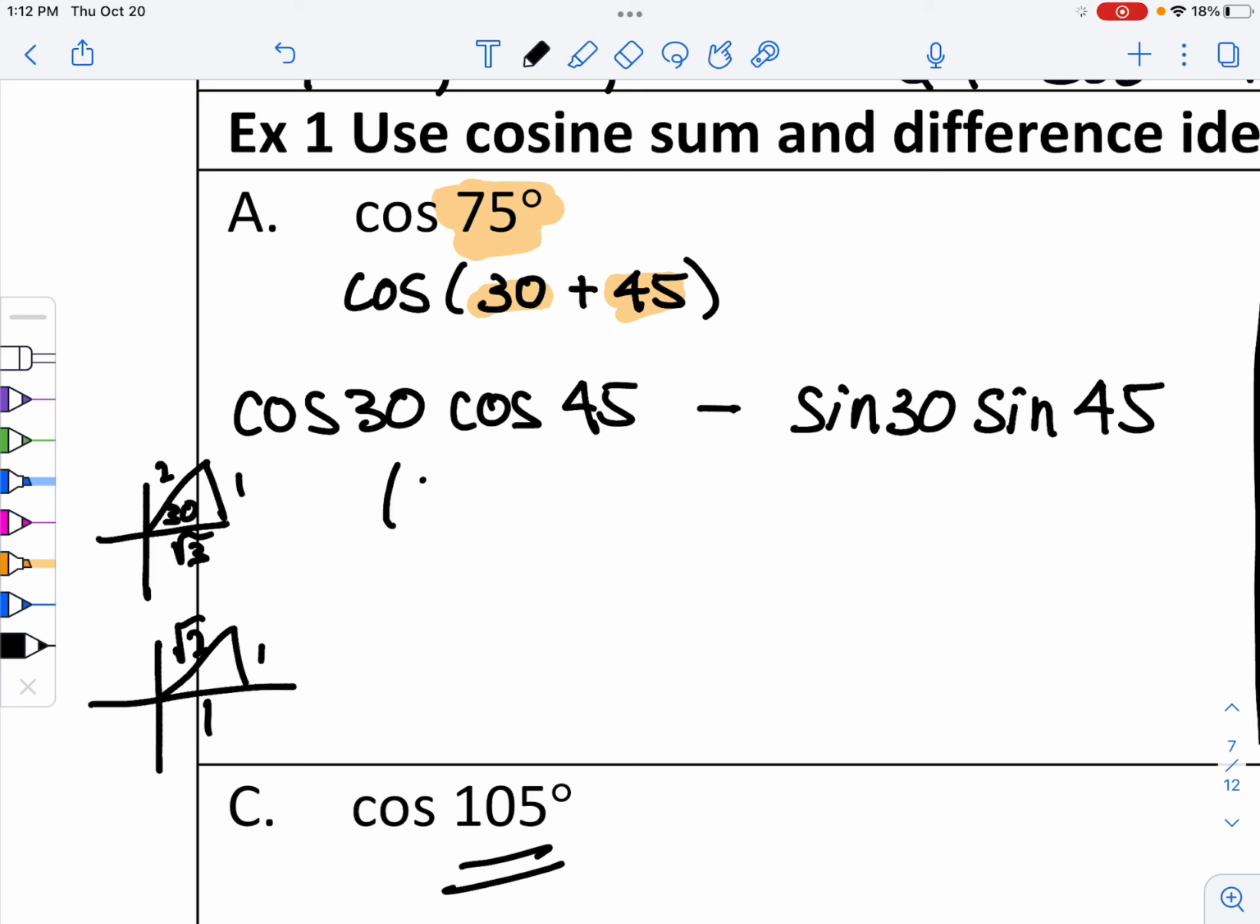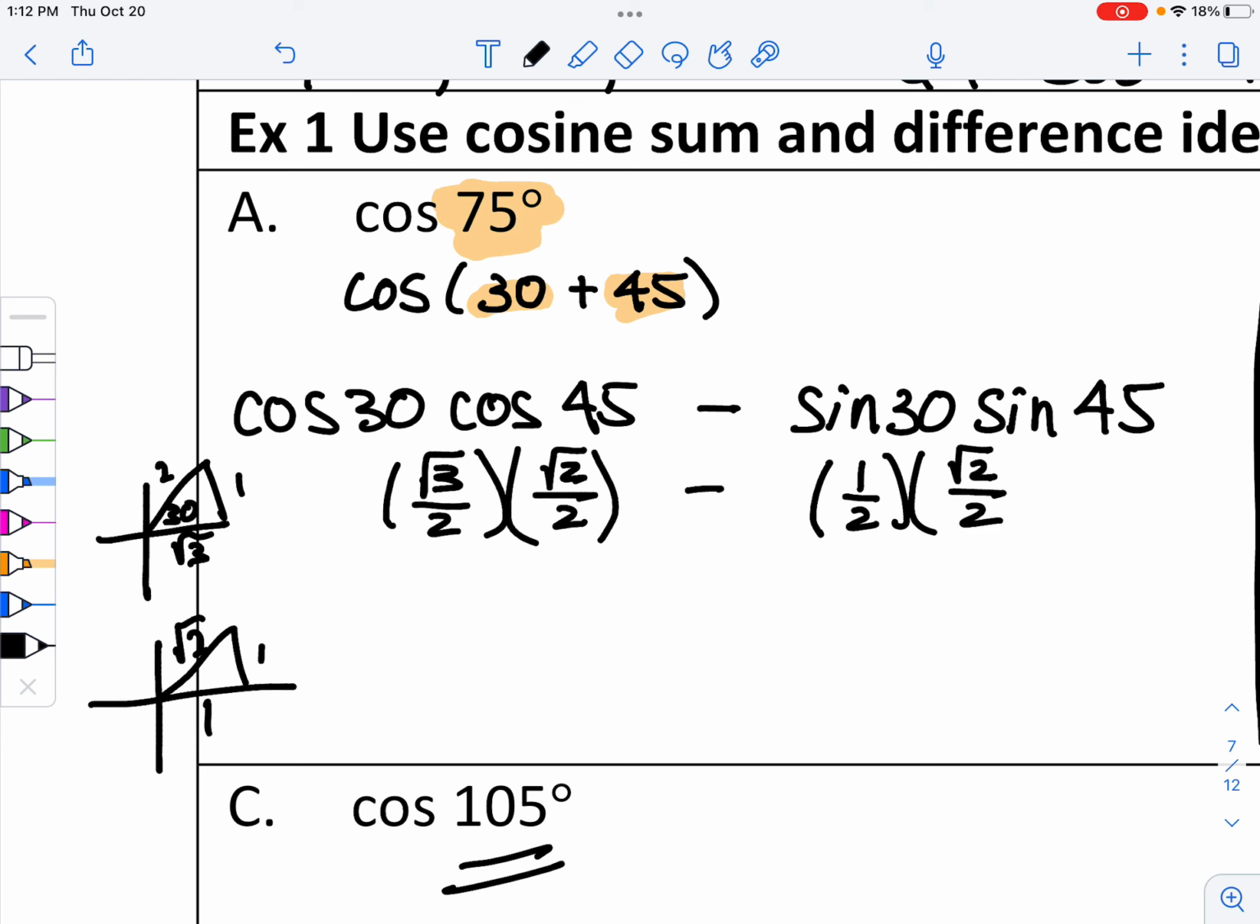So cosine of 30 is root 3 over 2. Rationalized, cosine of 45 is root 2 over 2. Minus sine of 30 is 1/2. And sine of 45, after we rationalize, is root 2 over 2. When I multiply fractions, I multiply straight across. So I am multiplying here root 3 times root 2. That is going to become root 6. 2 radicals can be squished under 1.